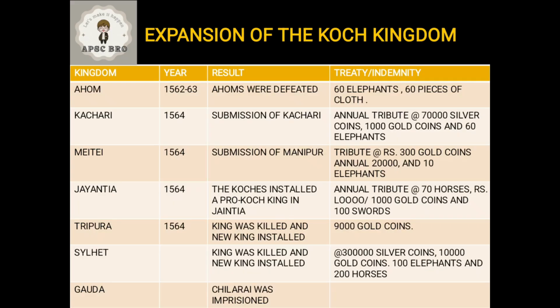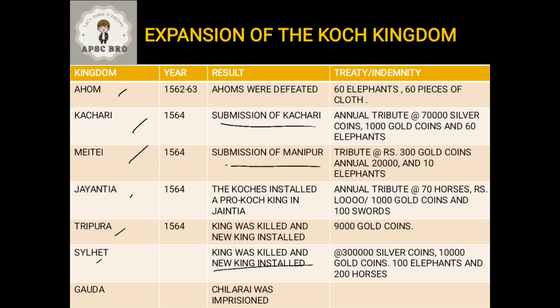So just to give an idea how the expansion of the Kus kingdom happened, you can see it started around 1563 when they defeated the Ahoms. Yes. On the way back, Chilarai also captured the Kasari kingdom, the Manipur kingdom, the Jaintia kingdom, the Tripura kingdom, and Sylhet. The Kasari and the Manipur kingdoms simply submitted without war. They paid a lot of money and elephants in return. And the Jaintia, Tripura, and Sylhet kingdoms fought. But all of them were killed and new kings were installed. So ultimately they came under the Kus kingdom. So a huge area was covered.